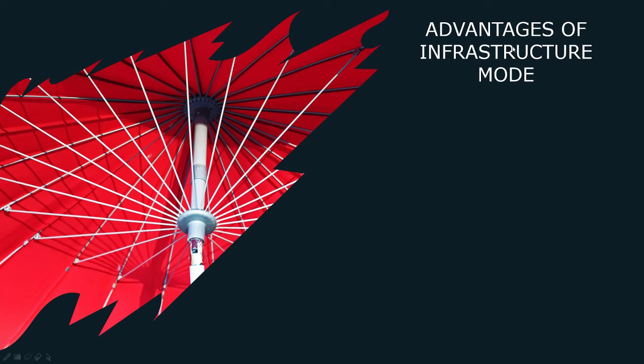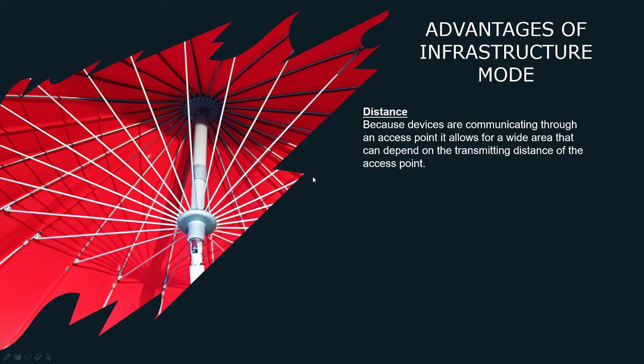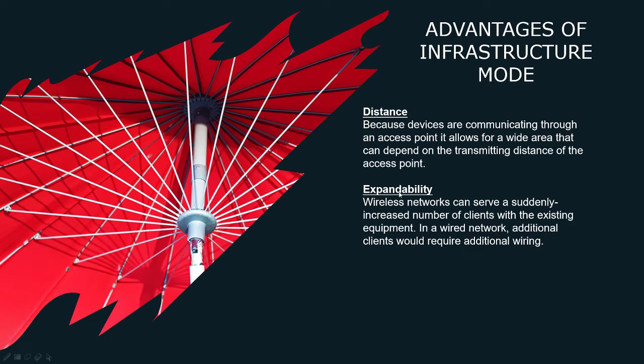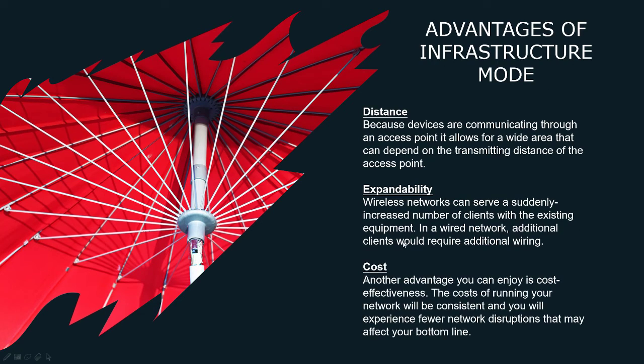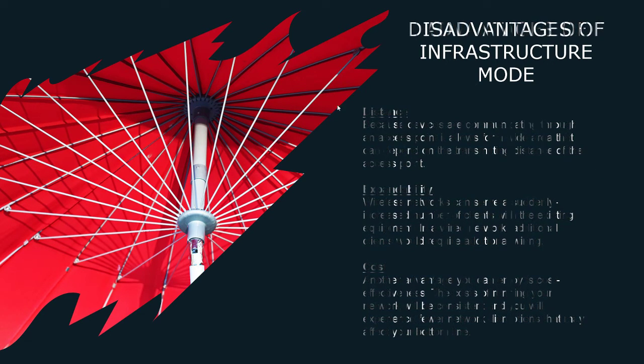Here I have listed some of the advantages of the infrastructure mode. First advantage is the distance. Because devices are communicating through an access point, it allows for a wide area that can depend on the transmitting distance of the access point. Second advantage, expandability. Wireless networks can serve a suddenly increased number of clients with the existing equipment. In a wired network, additional clients would require additional wiring. Third advantage, cost. Another advantage you can enjoy is cost effectiveness. The costs of running your network will be consistent and you will experience fewer network disruptions that may affect your bottom line. Moving on to the next slide.